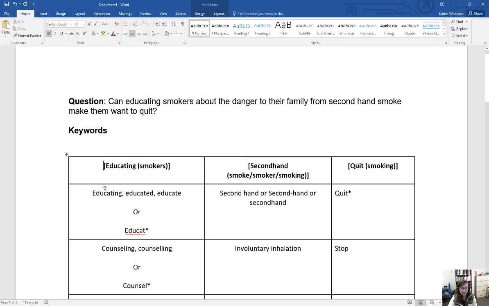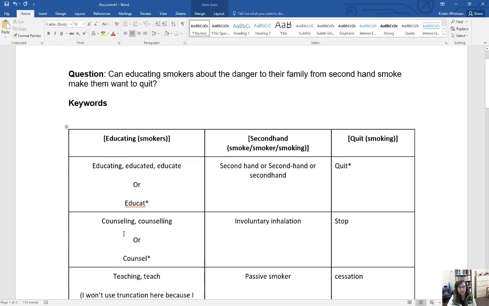So I'm trying to think of all the ways I could say educating in the context of educating smokers. I could say educating smokers, I could be talking about educated smokers, I might want to educate smokers. Because I have so many different options here, there is a little trick in your library databases to just remove all of the endings and figure out what the beginning word stem is that you're interested in, which in our case is educate, which we're chopping off the E because educating does not have an E there, it has an I. So educat star will find automatically all of these word variations if I use it in my keyword search.